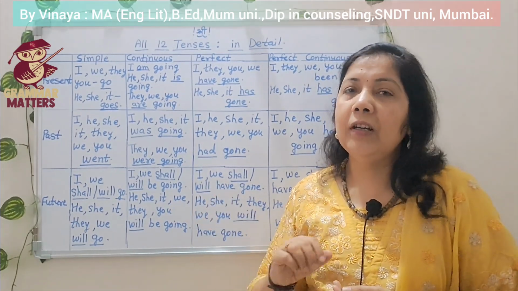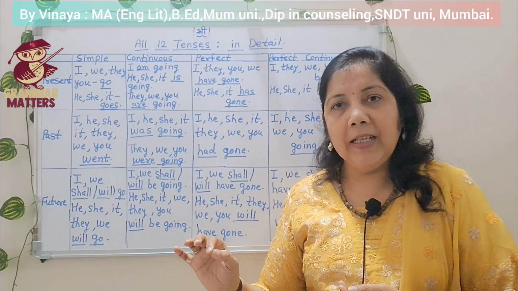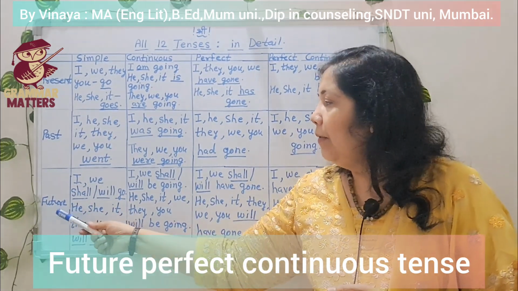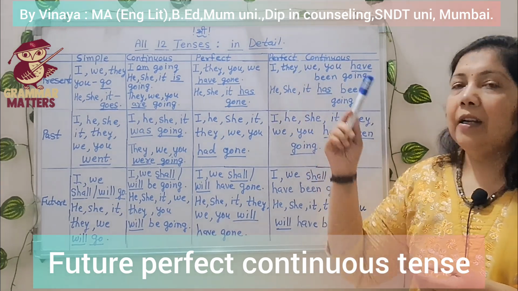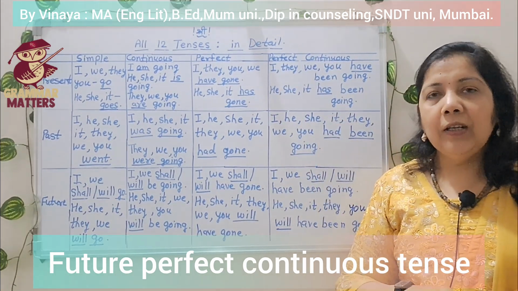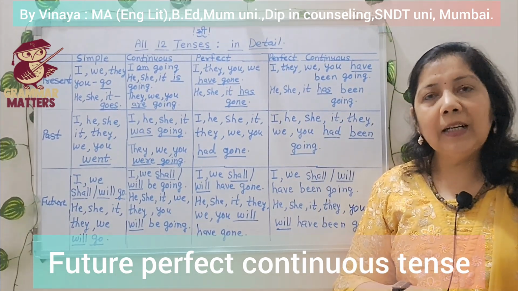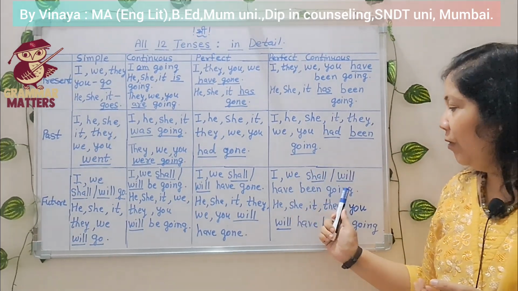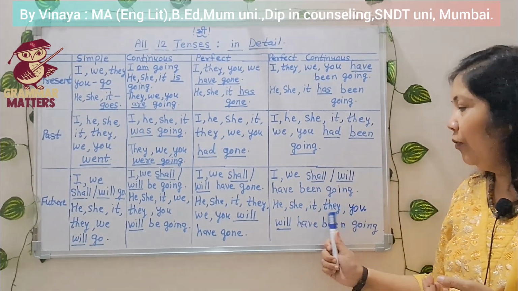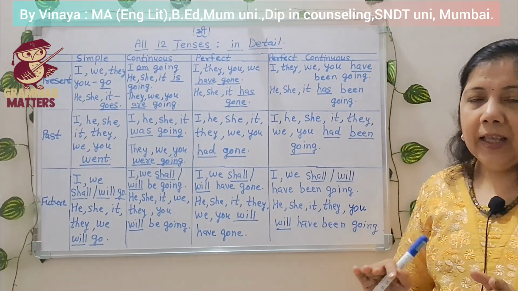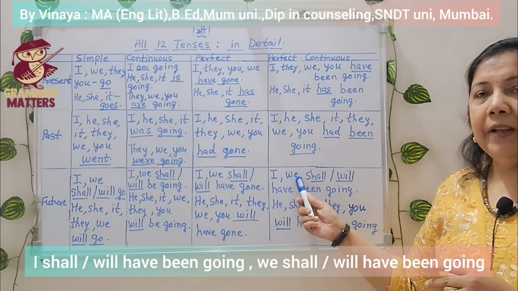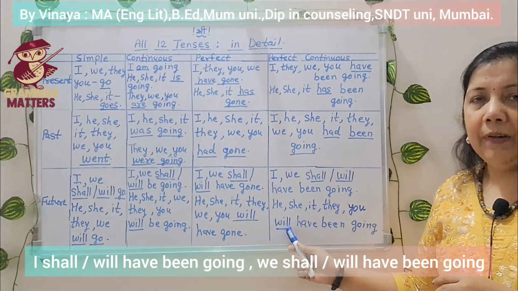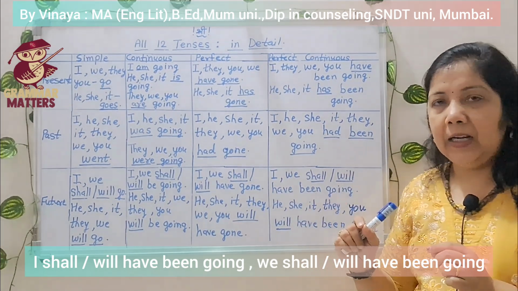So let us move on to the last, the 12th tense, that is the fourth kind of future tense: future perfect continuous tense. I, we, shall or will have been going. He, she, it, they, you will have been going. Again the same, for I and we you can use shall or will. Remaining five, only will. Let me tell you separately.